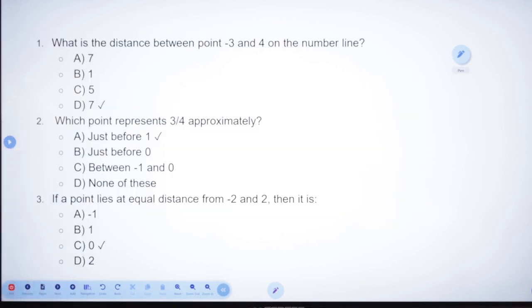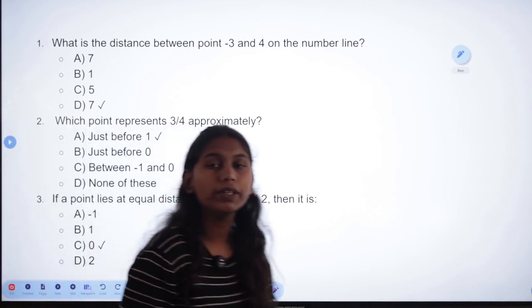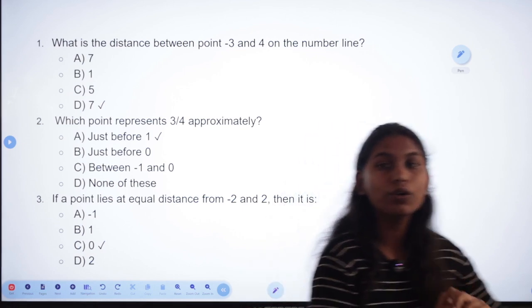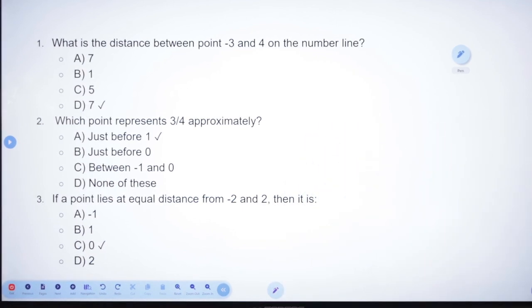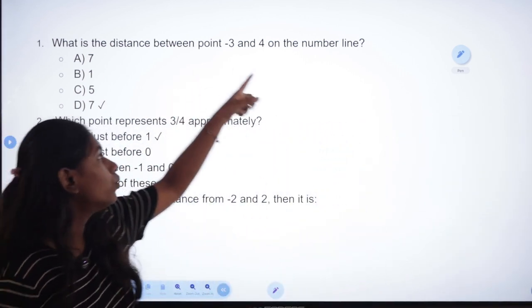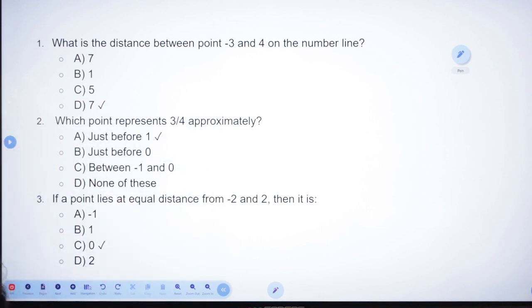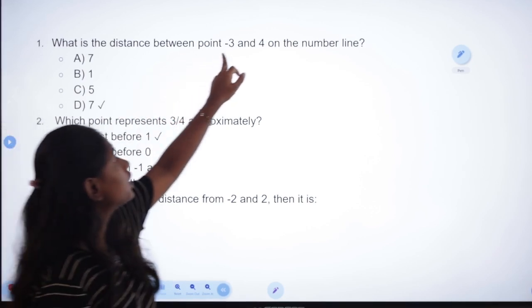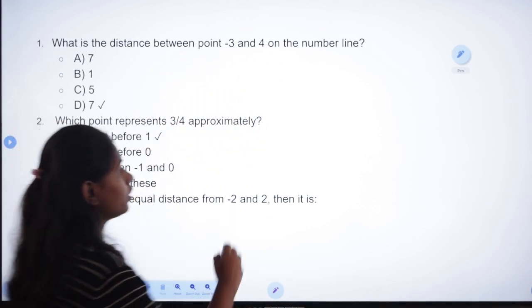Then next. Now let's start solving some MCQs based on this number line only. So let's start with our first MCQ: what is the distance between the points -3 and 4 on the number line. Now what we have to find is the distance between -3 and 4 on the number line.